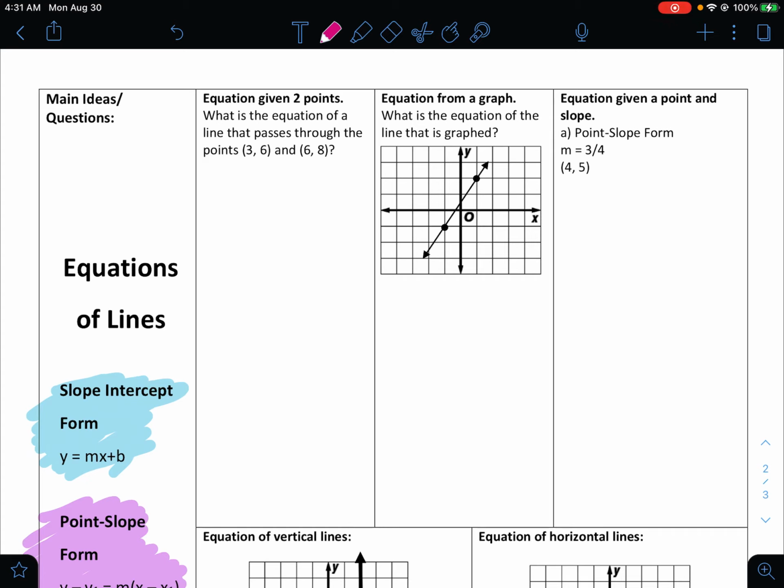All right, equation given 2 points. So if you have 2 points, you need to find the equation. The first thing you need to do is find the slope. So first, we're going to find the slope. And to do that, we're going to use the slope equation. So that's going to be y2 minus y1 over x2 minus x1.